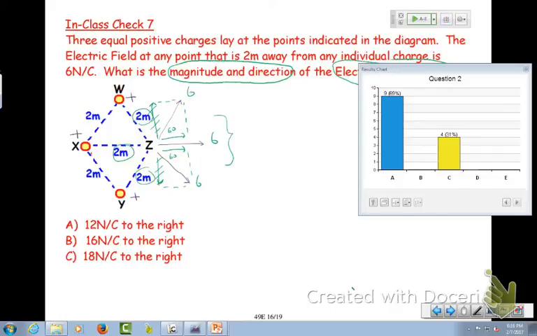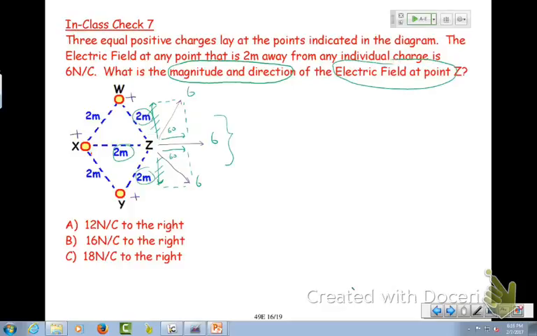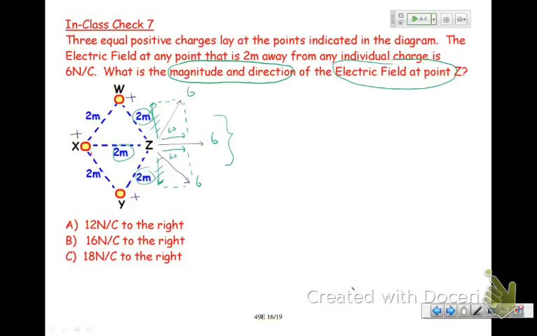And mainly people are saying A. Sometimes people are saying B. So let's have a look at this. So I say, oh, well, my E is equal to 6 plus 6 cosine 60 plus 6 cosine 60. That's those 3. E is equal to 6 plus 3 plus 3. E is equal to 12 newtons per coulomb. And they're all pointing to the right, so A would be the best choice on that. Cool.